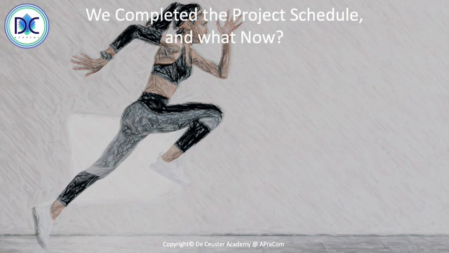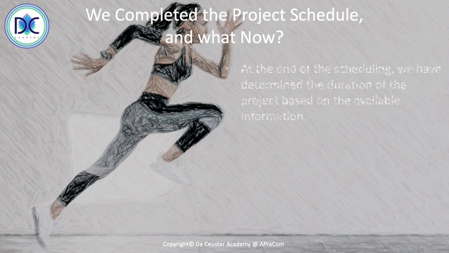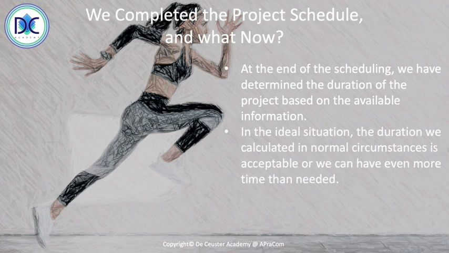What now? So what we finished at the end of the scheduling and the forward pass and doing the backward pass and so on, we have in fact determined the duration of the project based on the available information. The ideal situation would be that the duration we calculated in normal circumstances is acceptable, or we can even have more time than needed. So we need 15 periods to finish a project, but we have in fact 2 periods extra. So that would be a very comfortable situation, but it's not always the case.